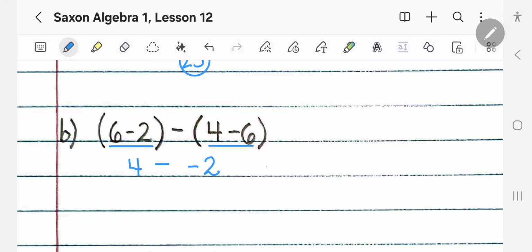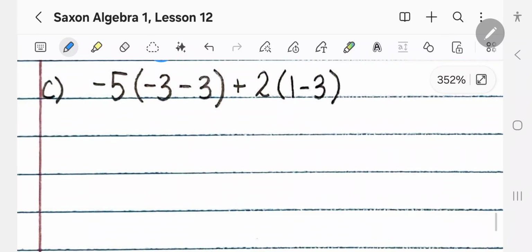So now I have 4 minus a -2, which if you group them, that's like 4 plus the opposite of -2, which is +2. And that's going to equal 6 as your final answer.